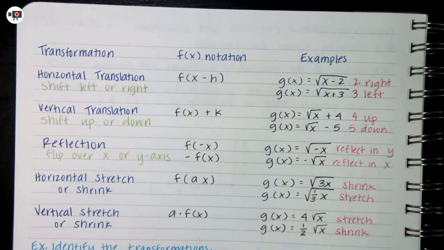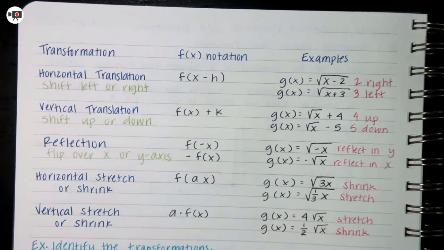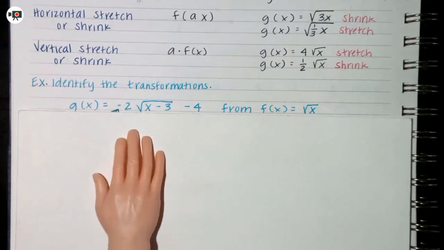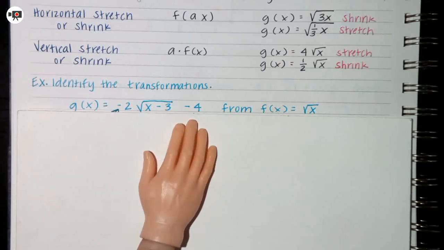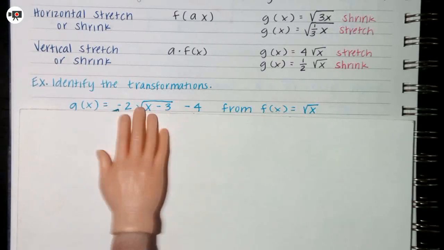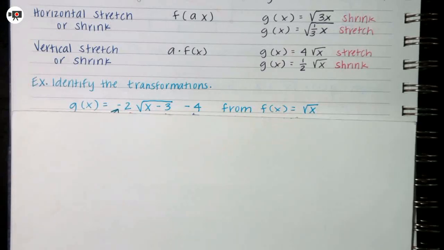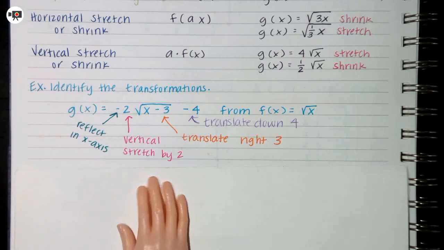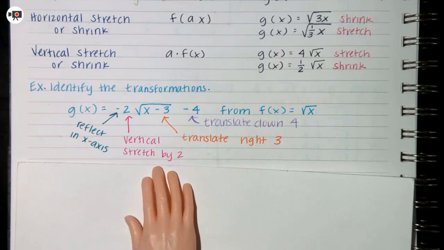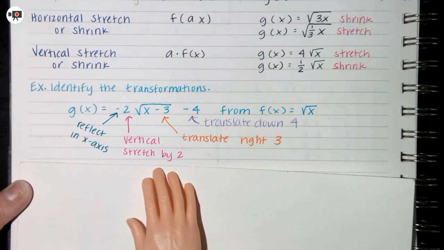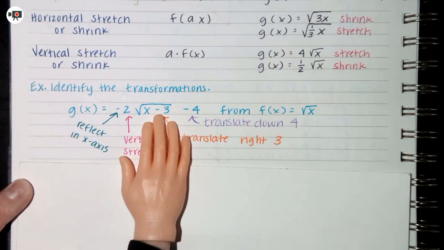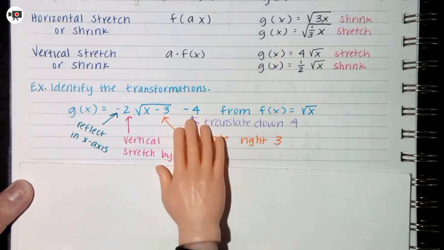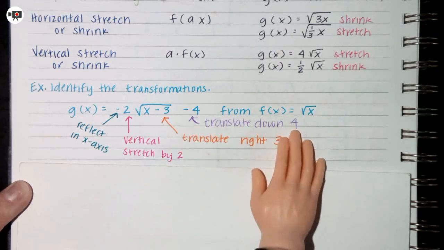So we are going to identify the transformations that are happening. So I have g of x is -2 times the square root of x minus 3, minus 4, and we're saying what happens in this graph compared to the regular square root of x. So this negative 2 will make it reflect in the x-axis. The 2 on the outside will make it stretch vertically by a factor of 2. The minus 3 on the inside is a translation to the right 3 units. And the minus 4 on the end will make it translate down 4 units.